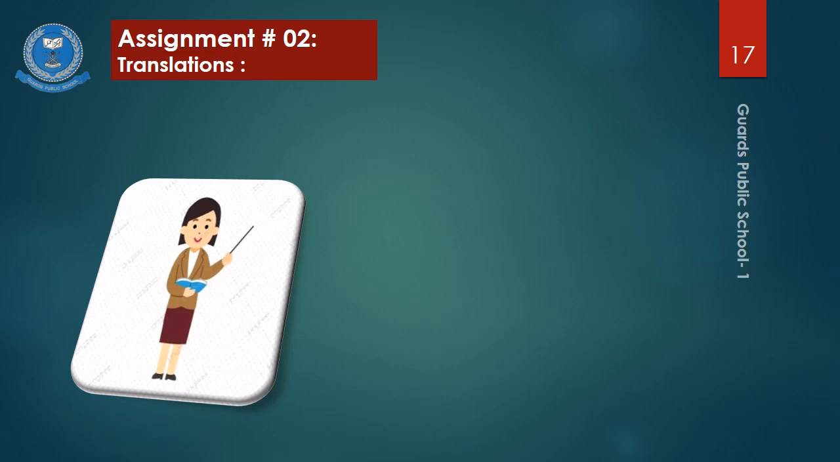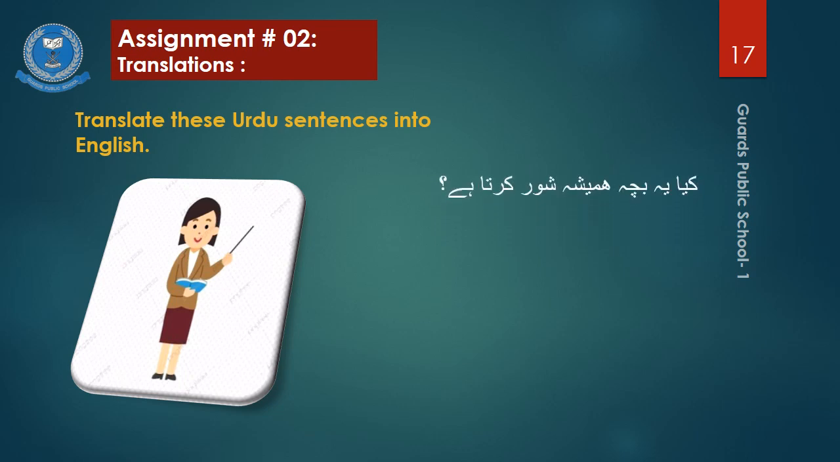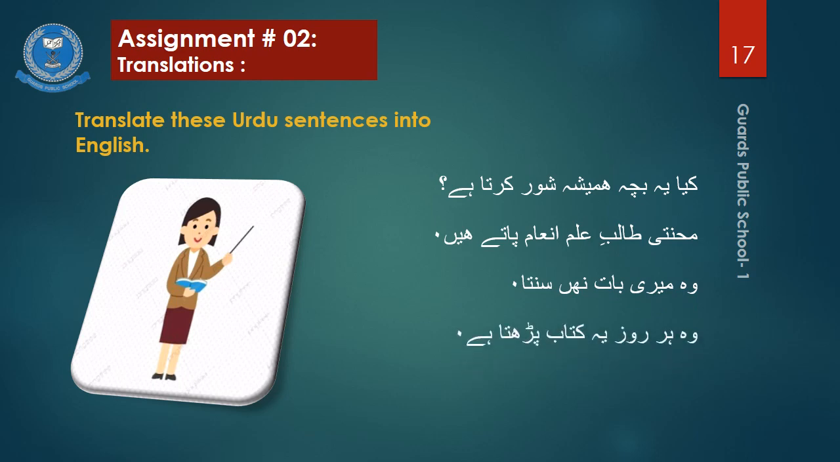In assignment number 2, you have to translate these Urdu sentences into English. Your Urdu sentences are: क्या ये बच्चा हमेशा शोर करता है? मेहनती तालिबे इल्म इनाम पाते हैं. वो मेरी बात नहीं सुनता. वो हर रोज़ ही किताब पढ़ता है. क्या मैं ईद पर नए जूते नहीं खरीदता?